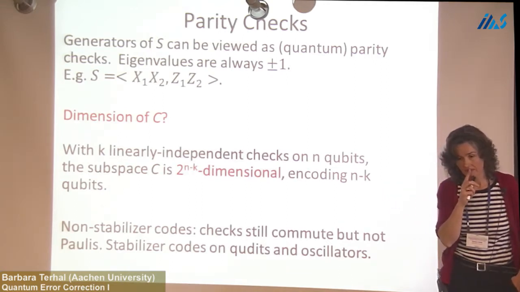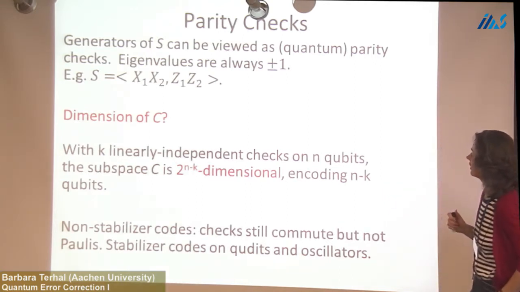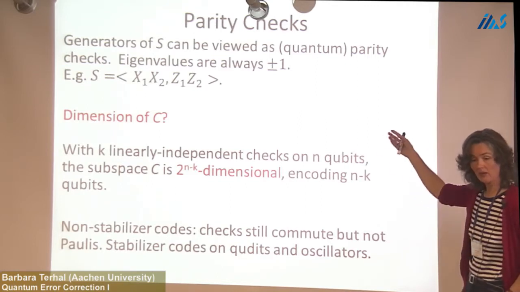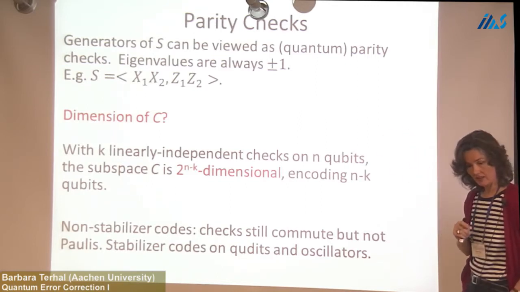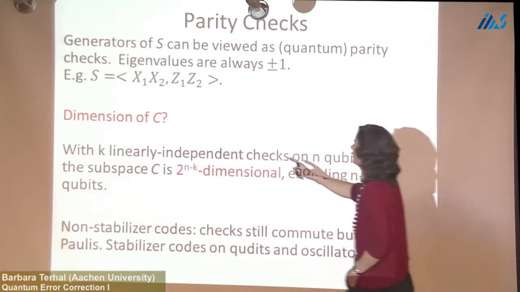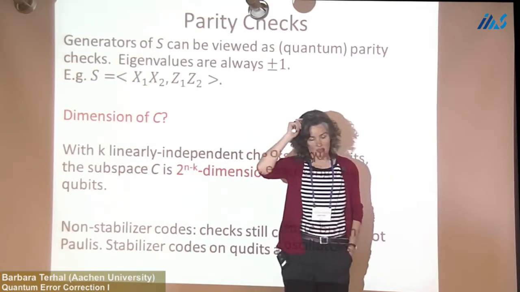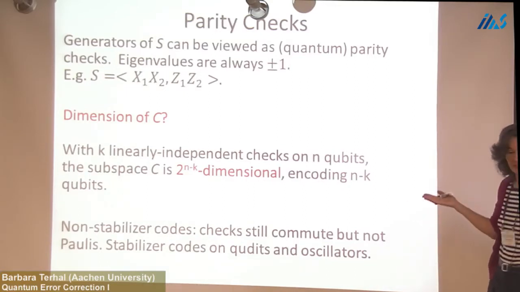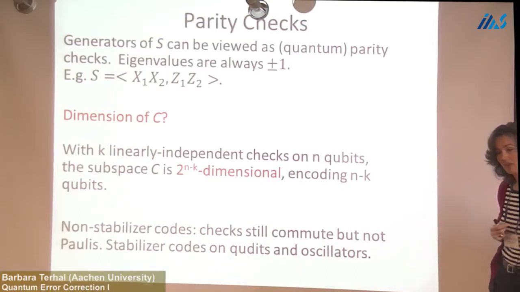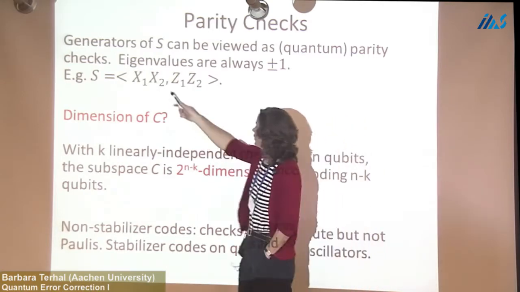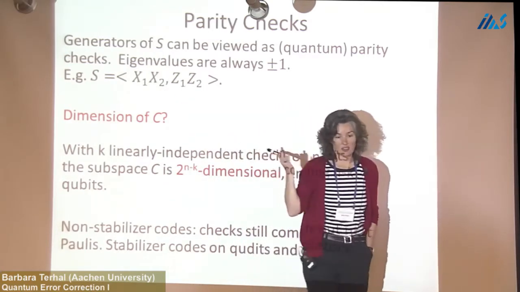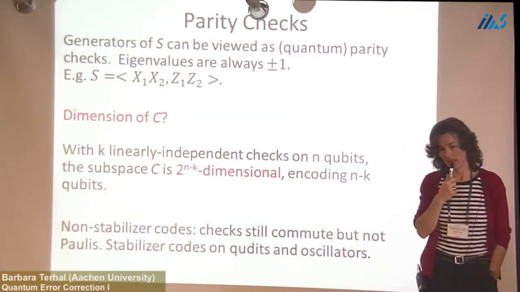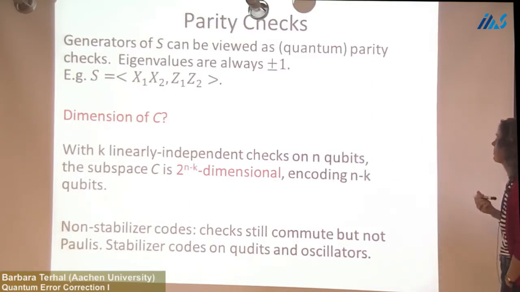Can you multiply these 2 elements in the group? Yes. It's not an independent check, because it's the product of these 2. So if I take products of them, I get a dependent check operator. Because if I know the eigenvalues of these, the eigenvalue of that check is fixed. So I cannot independently choose it.